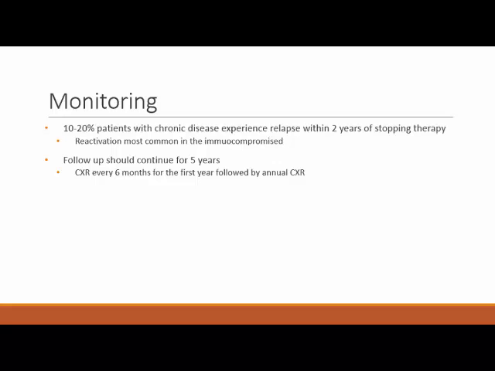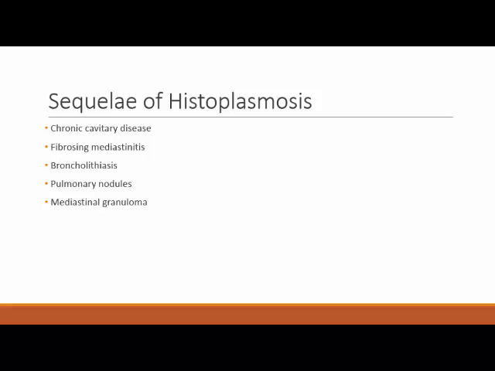The chest x-ray findings often improve dramatically in the first year, and it's reported to be in up to two-thirds of patients, but sometimes they don't resolve completely, but treatment should not be discontinued until either there's resolution of the radiographic findings or stability of the improvement. The reason that we're monitoring patients who have been treated for acute or disseminated histoplasmosis for a prolonged period of time is because of the sequelae that can develop. The most common things that can be seen are chronic cavitary disease, fibrosing mediastinitis, bronchiolitis, nodules, and mediastinal granulomas.